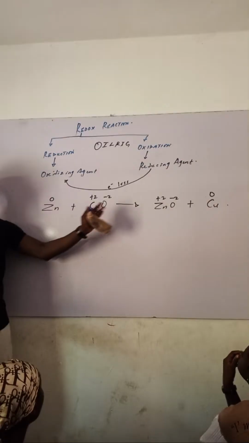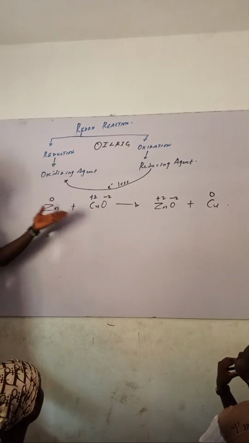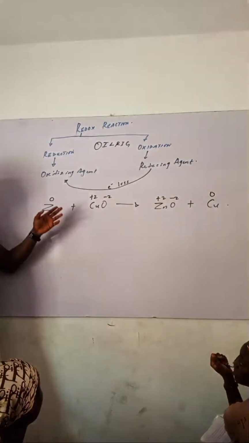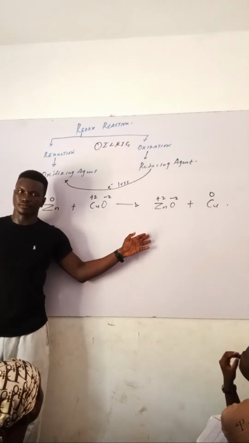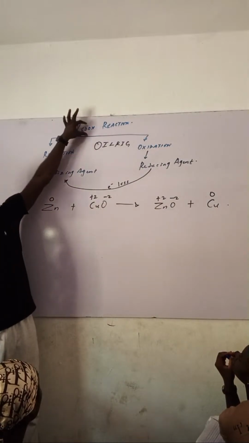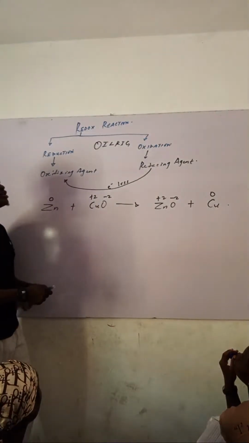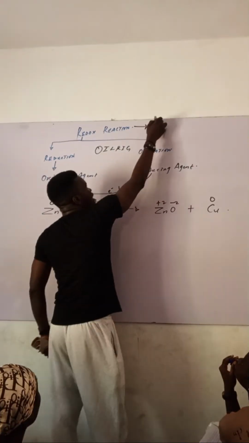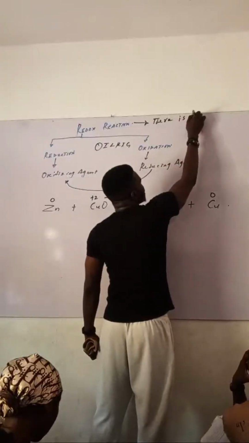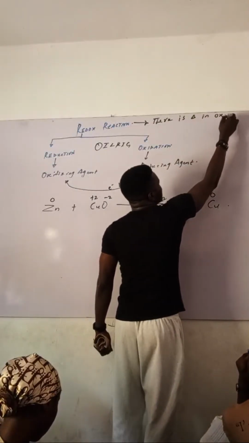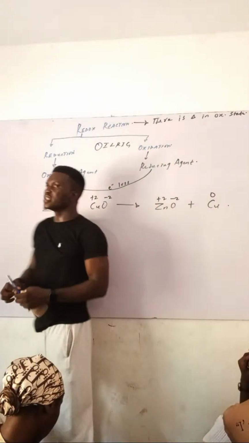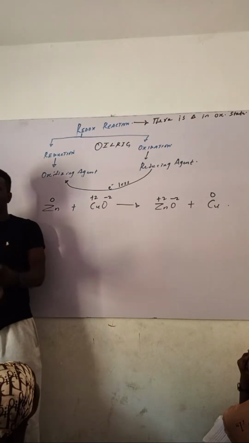So now if we look at this, they can ask you, is this reaction a redox reaction or not? It is a redox reaction. Listen, how do you know if a reaction is a redox reaction? A reaction is a redox reaction when there is change in oxidation states.